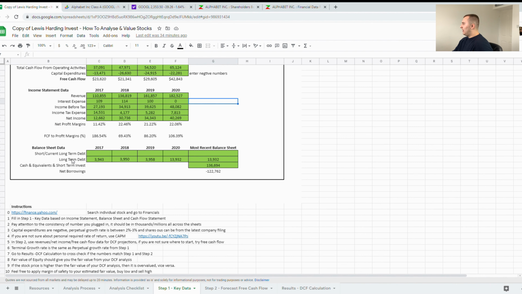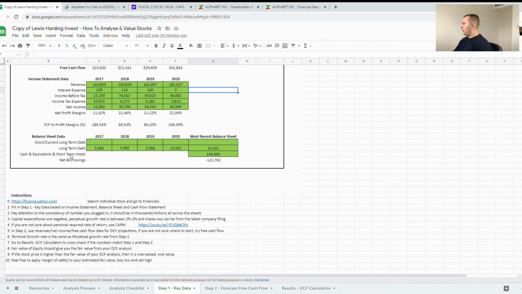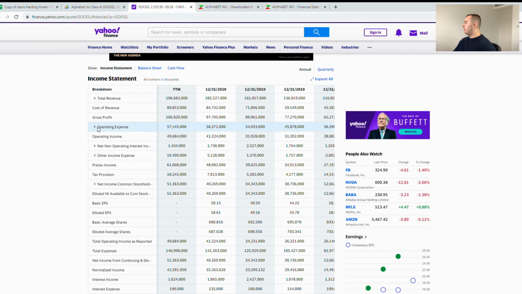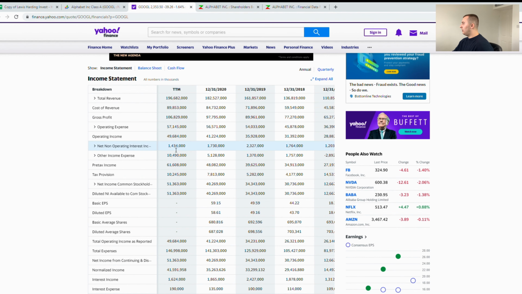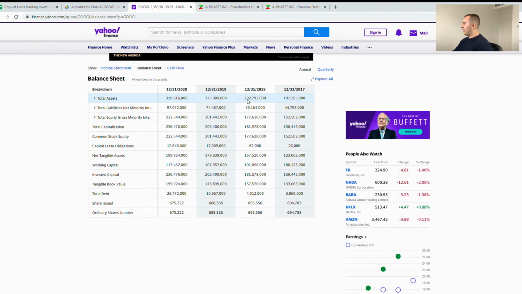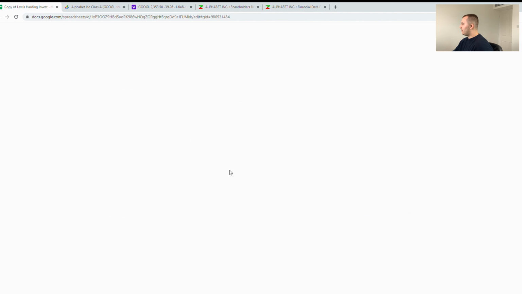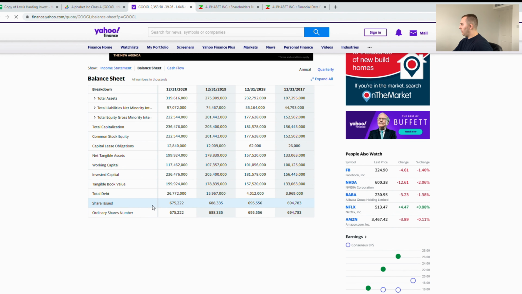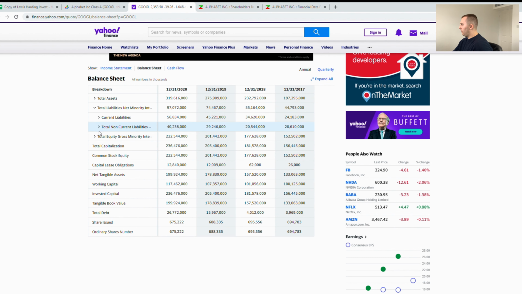And then going on to the balance sheet. This is to have a look at how much debt they've got. As you know, I don't like companies with debt. Google don't have much debt at all. And you also get these figures from the balance sheet on Yahoo Finance. Yeah, there we go. So let's find the long-term debt.